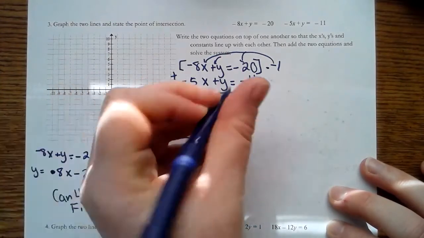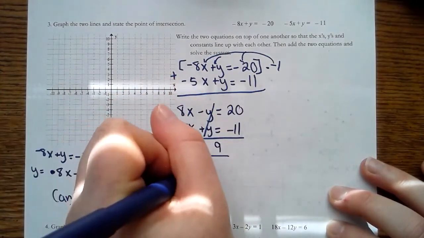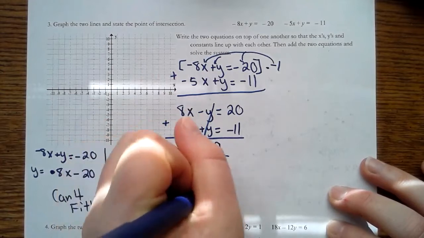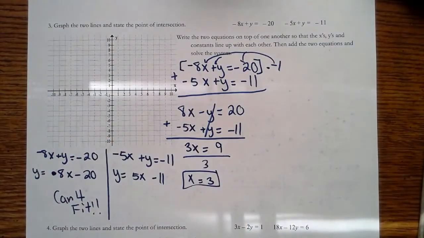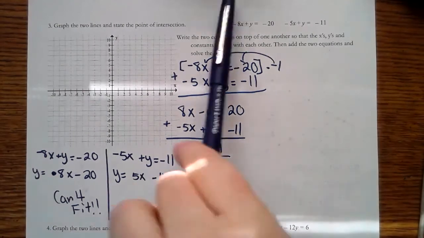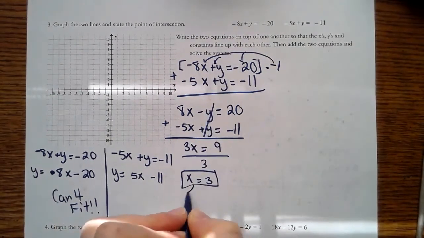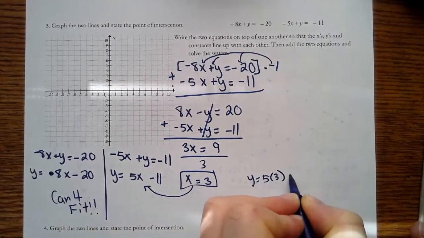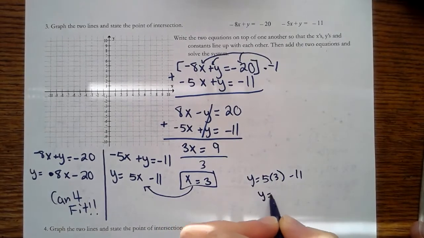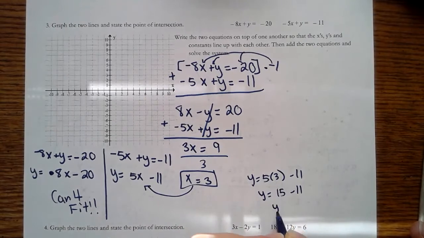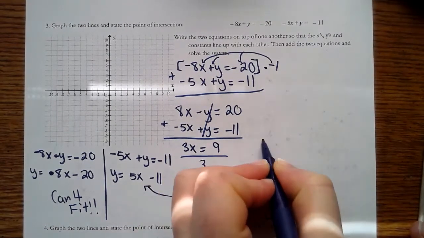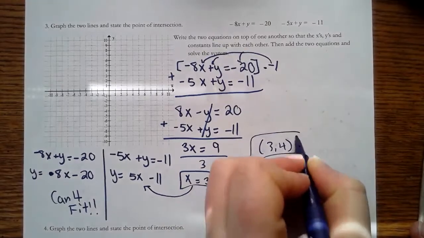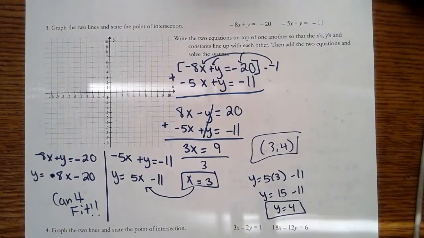3x equals 9. X equals 3. Lovely. And to find y, let's just plug it in. I could plug it into any of these equations. I think the easiest one would be to plug it in right there. Y equals 5 times 3 minus 11. Y equals 15 minus 11. Y equals 4. So they would cross at 3, 4 is the answer.